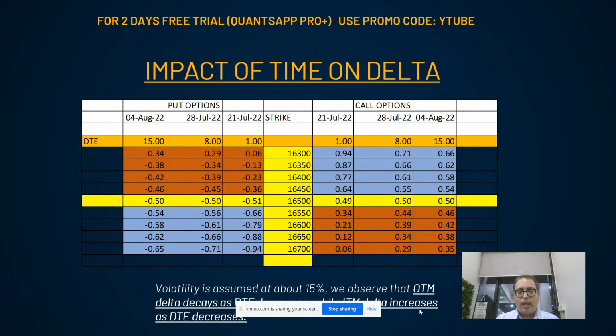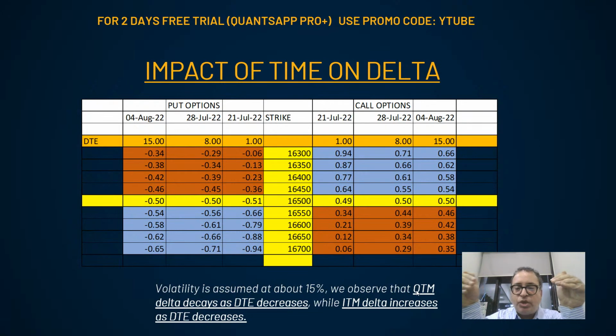So clearly, what we see is that, assuming volatility is 15%, the OTM delta decays as DTE decreases, while ITM delta increases as DTE decreases. So time to expiry actually causes this variation. That's what we need to understand, that the out of the money delta is going down, while the in the money delta is moving up depending on the time, other factors kept the same.